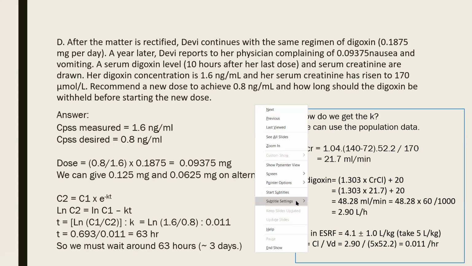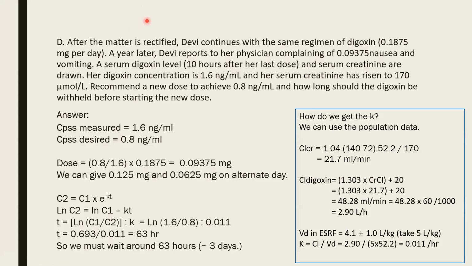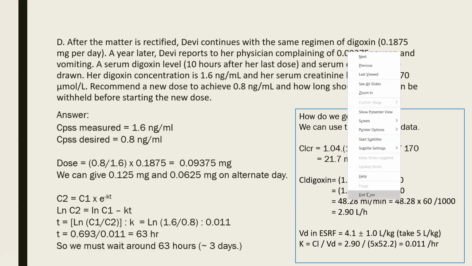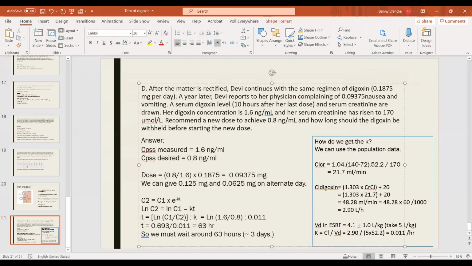So now after the matter is rectified, Devi continues with the same regimen of digoxin, 0.1875 milligram per day. A year later, Devi reports to her physician complaining of nausea and vomiting. Yeah, I just typed it wrongly.